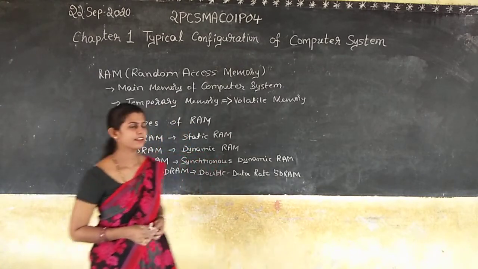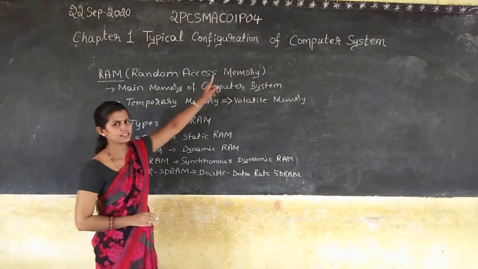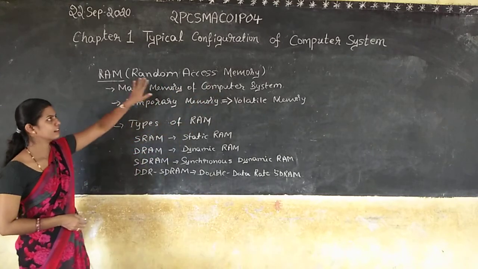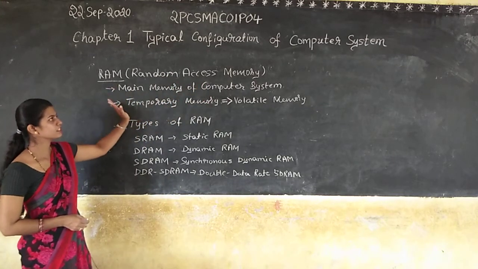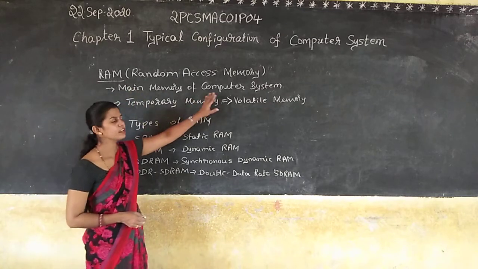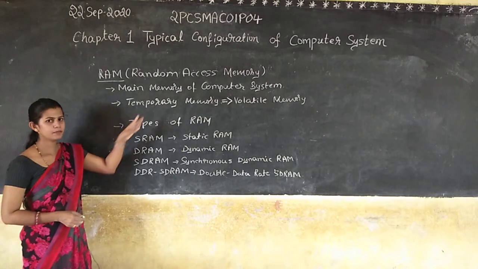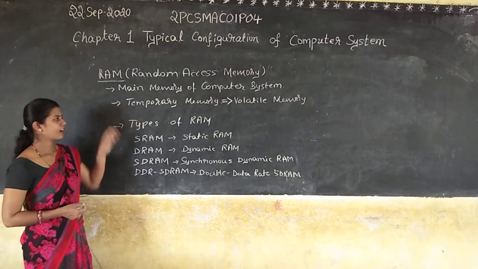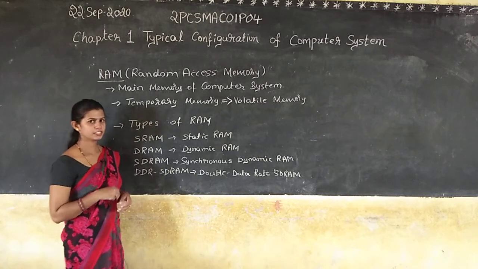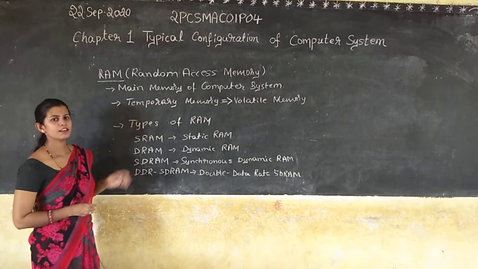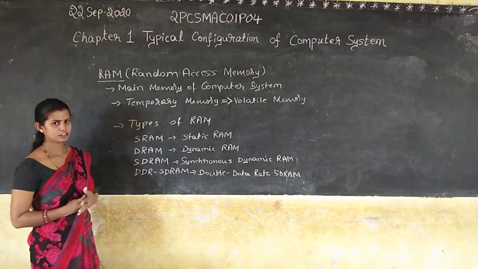Next we see RAM. RAM stands for random access memory. The RAM is also called the main memory of the computer system, and it is also called the temporary memory because the information stored in this memory is lost whenever the power supply to the computer or laptop is turned off.